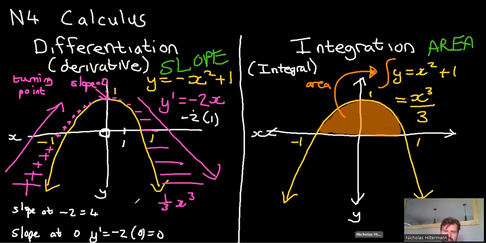We wanted to find the derivative. So y is equal to a third x cubed. Well, 3 times a third is 1. Take 1 off the 3 and we get 2. And we end up with x squared, which is right.